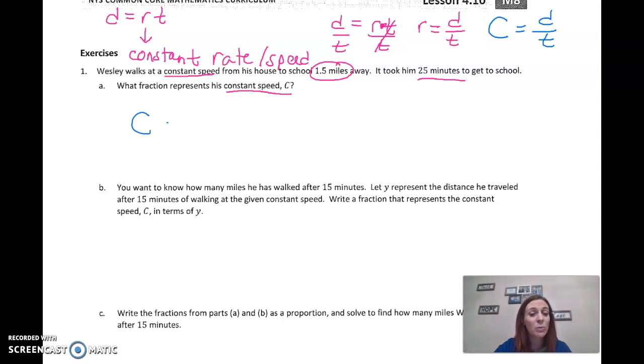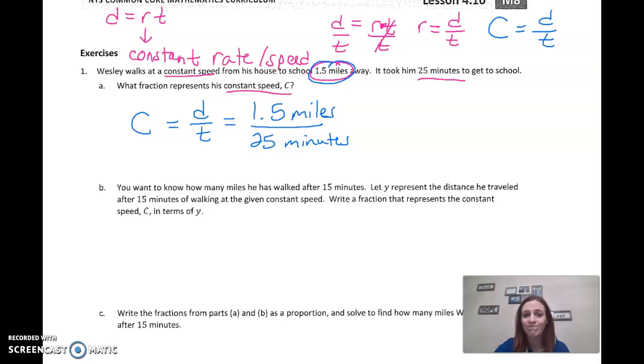So what fraction represents his constant speed? And pay attention to this. This is what you're going to see in your homework. Well, it's going to be whatever the distance is divided by time. So look here. What's his distance, D? 1.5 miles. What's his time, T? 25 minutes. There's a fraction. That represents his distance divided by his time.